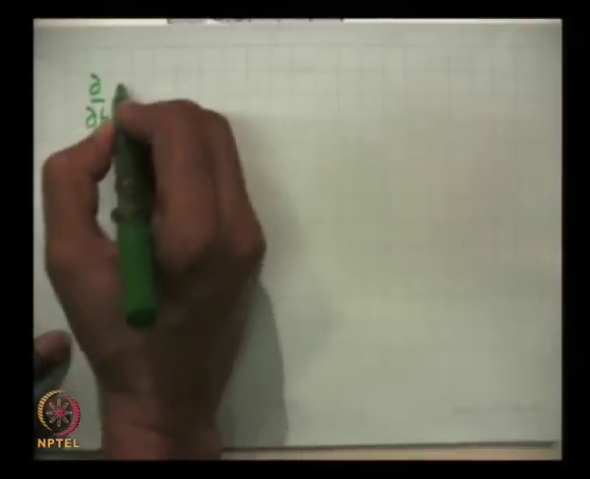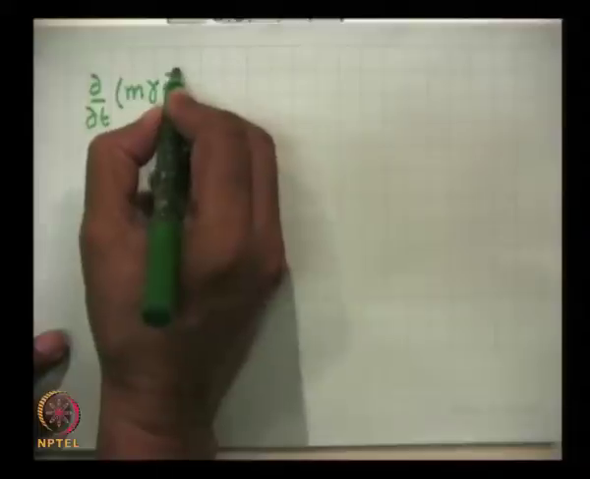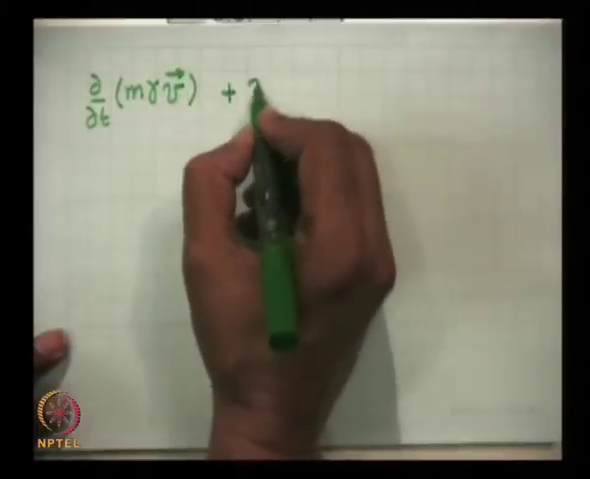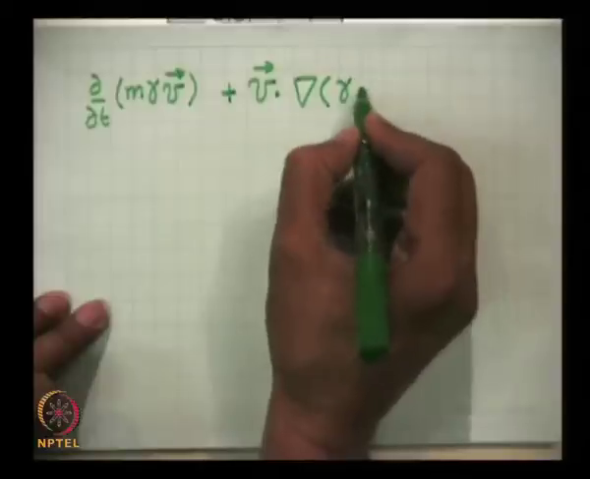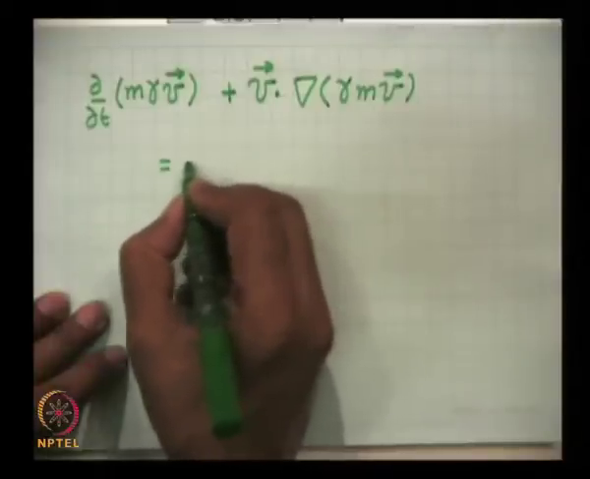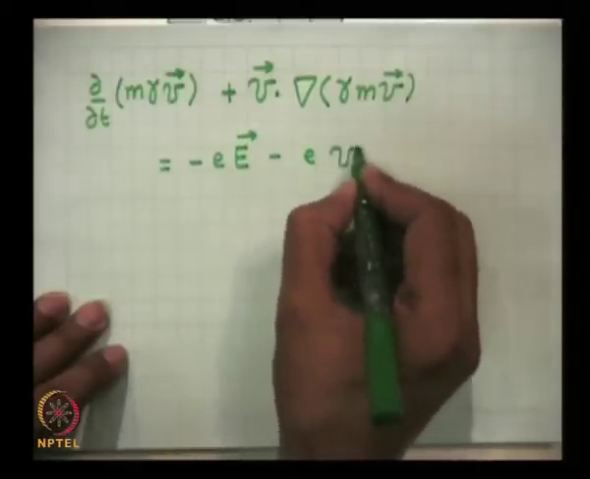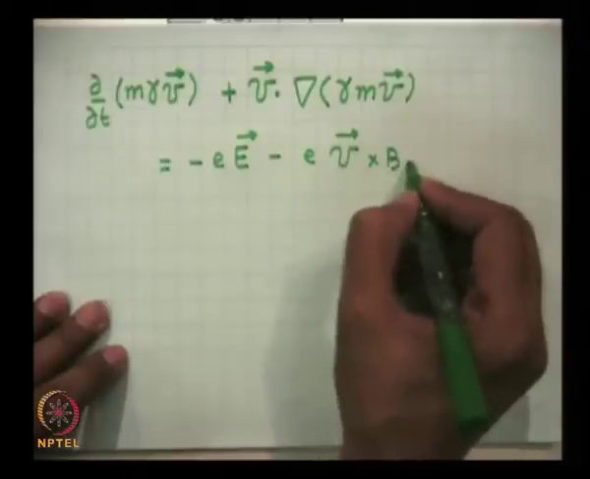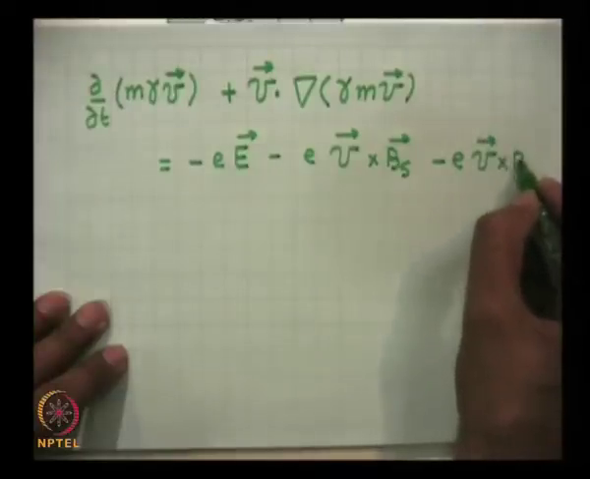So, then my equation of motion would become delta by delta t of P, which is m gamma v, this is the momentum, plus v dot del of gamma m v, this is again momentum here, is equal to the electric force, which is minus e E, minus e v cross B static, minus e v cross B of the wave.